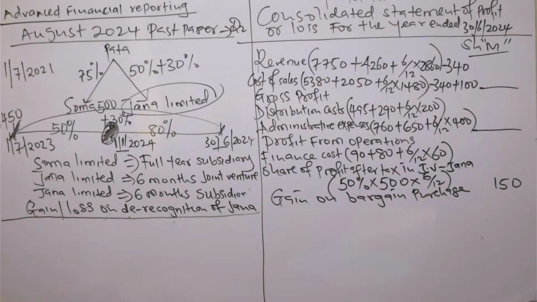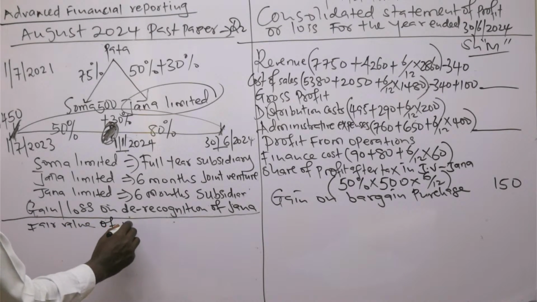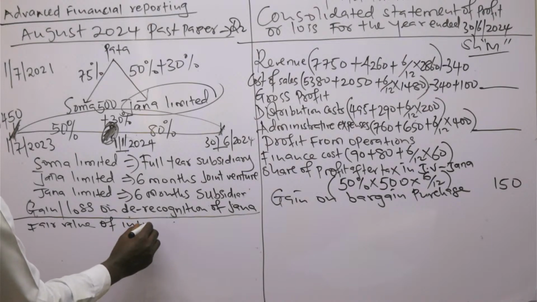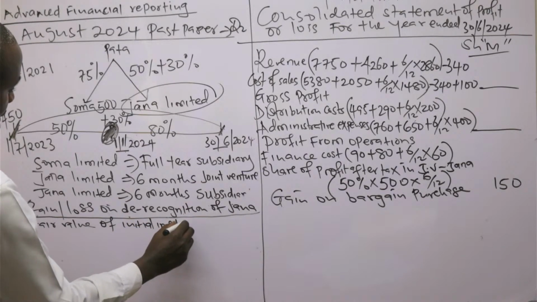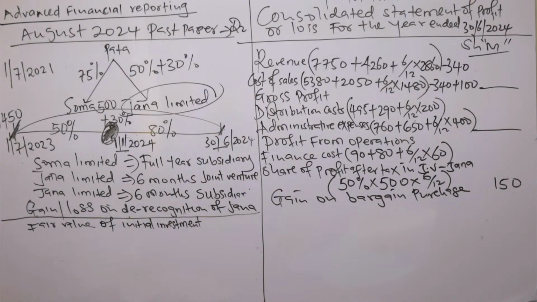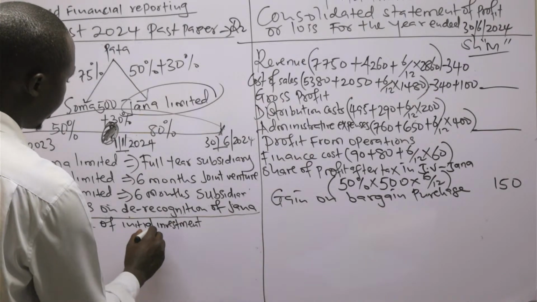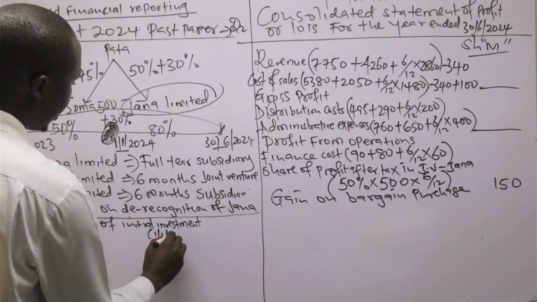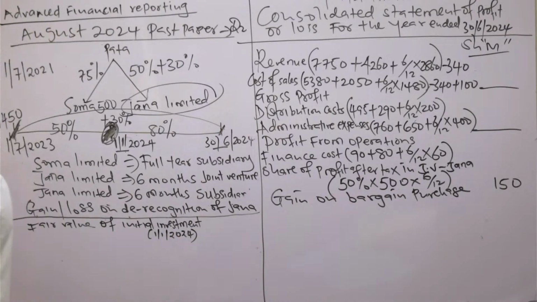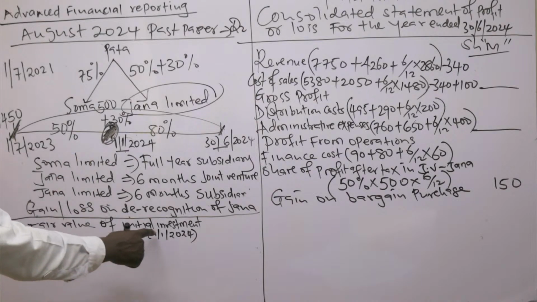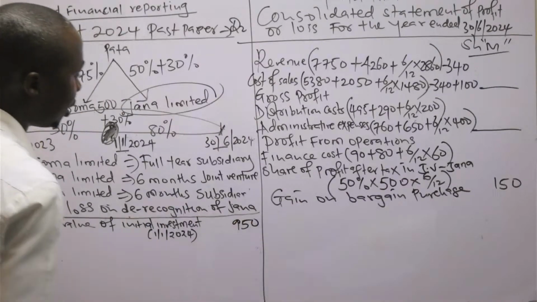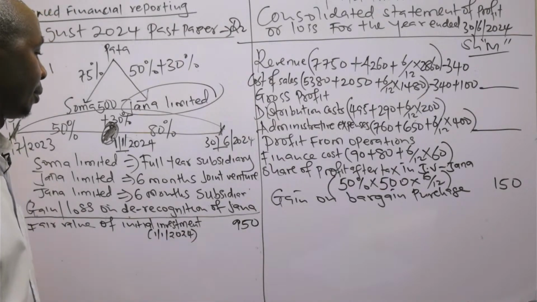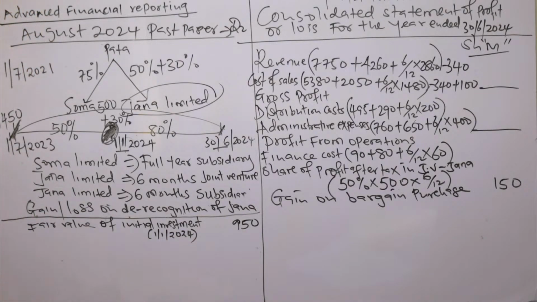So what we do, we start with checking on the fair value of the initial investment. So the fair value of the initial investment. Remember, as at what period? January 2024, because that is the time when it was recognized. So the fair value of the initial investment was 950. Remember, initially it was 700, but currently it's at 950.